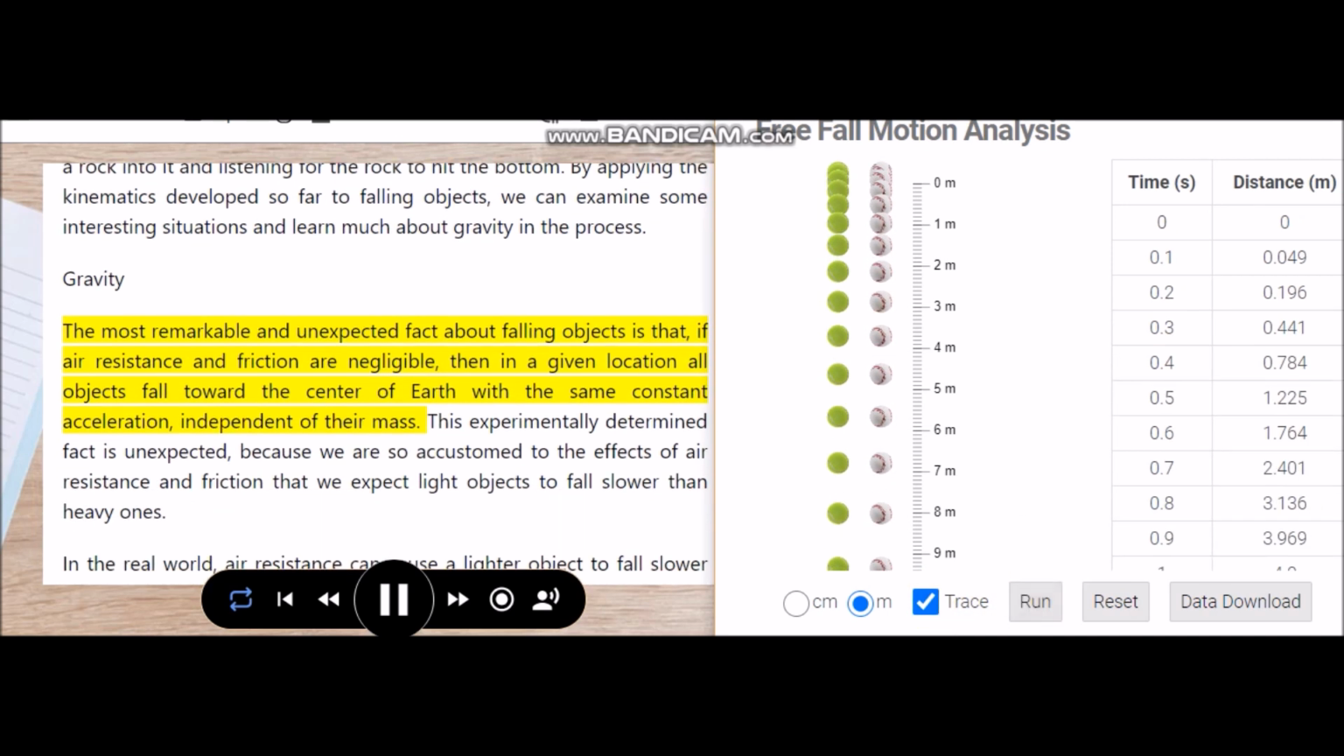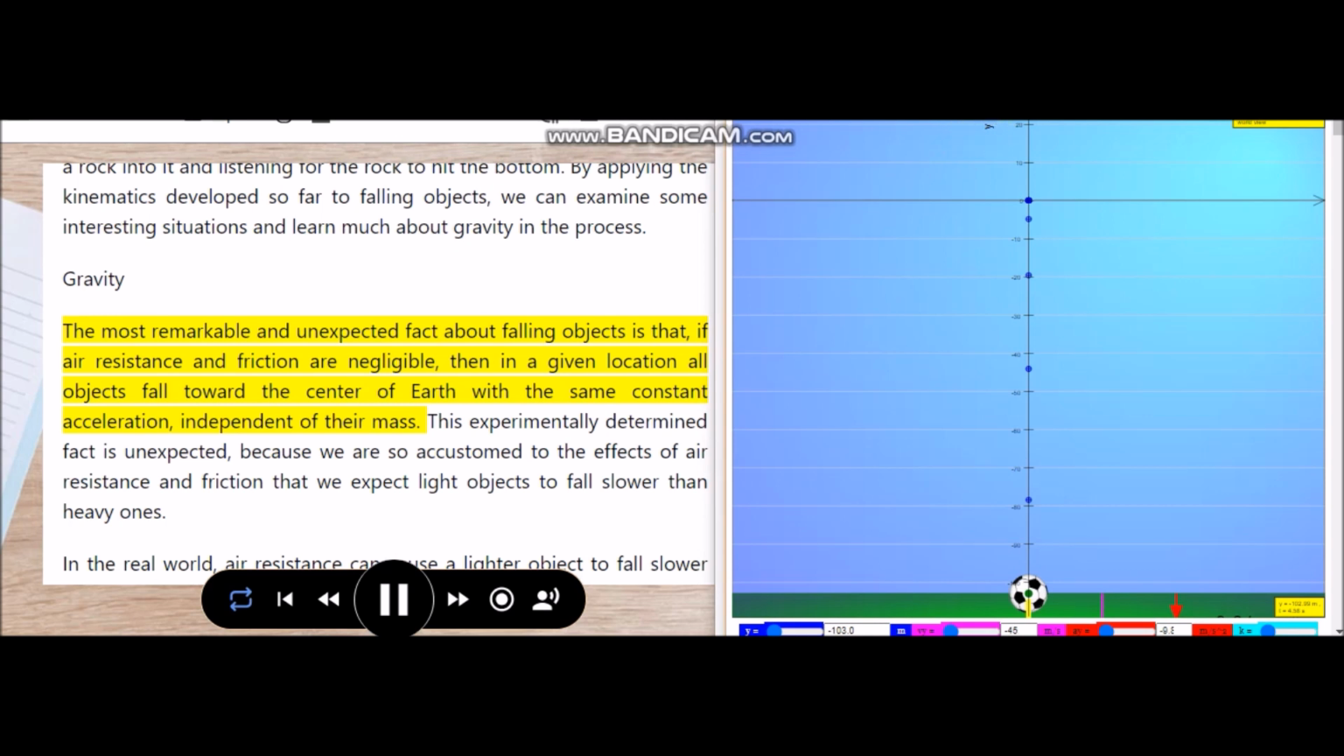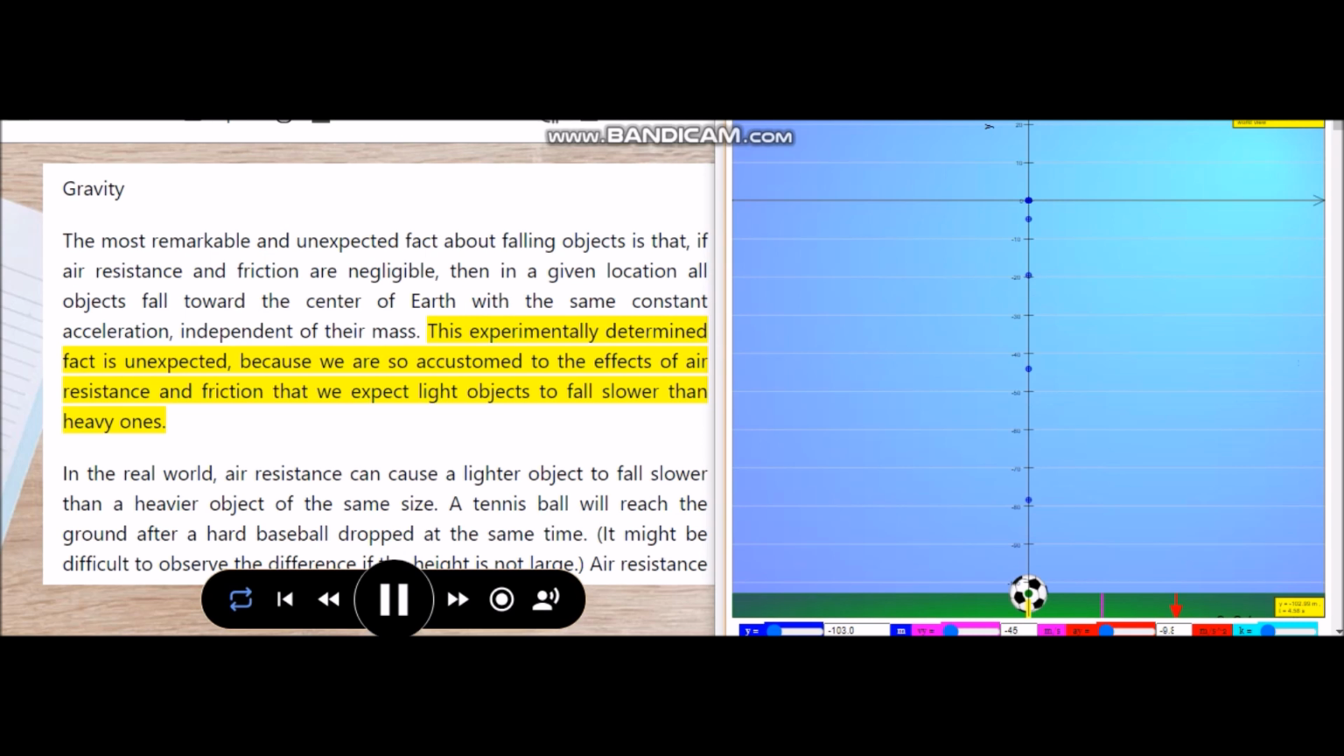Gravity. The most remarkable and unexpected fact about falling objects is that, if air resistance and friction are negligible, then in a given location all objects fall toward the center of Earth with the same constant acceleration, independent of their mass. This experimentally determined fact is unexpected, because we are so accustomed to the effects of air resistance and friction that we expect light objects to fall slower than heavy ones.